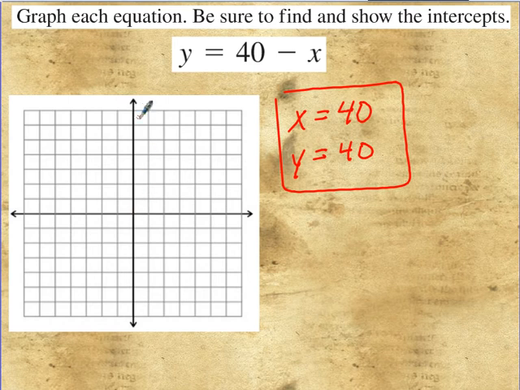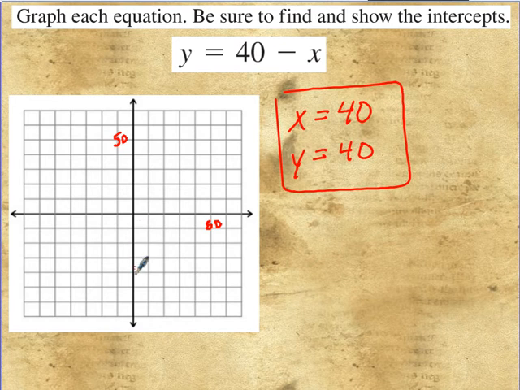Unfortunately, I only have like 8 boxes there. I don't have 40. Okay, so we're going to have to change our scale to get this to even fit. If we let each box count 5, 10, 15, 20, 25, 30, 35, it would nearly fit. So let's let each box count 10: 10, 20, 30, 40. And you can put some numbers on here, 10, 20, 30, 40, 50 if you want to, just so I'll know that you changed your scale.